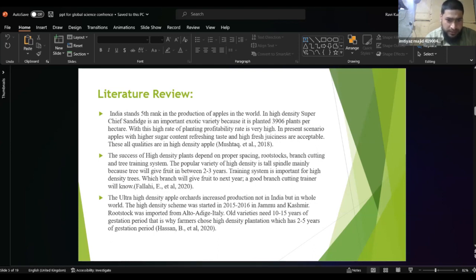The ultra-high-density apple orchard increased production not only in India but in the whole world. The high-density scheme was started in 2015-16 in Jammu and Kashmir. Rootstock was imported, such as M9. Old varieties need 10 to 15 years of gestation period. That's why farmers choose high-density apple, which has a 2 to 5 year gestation period.